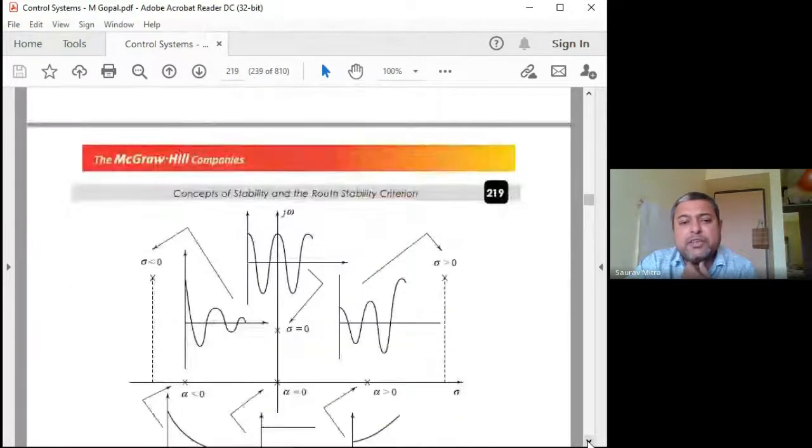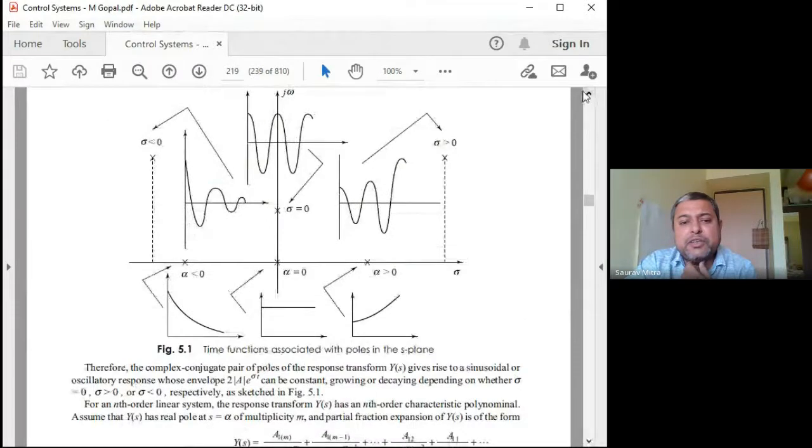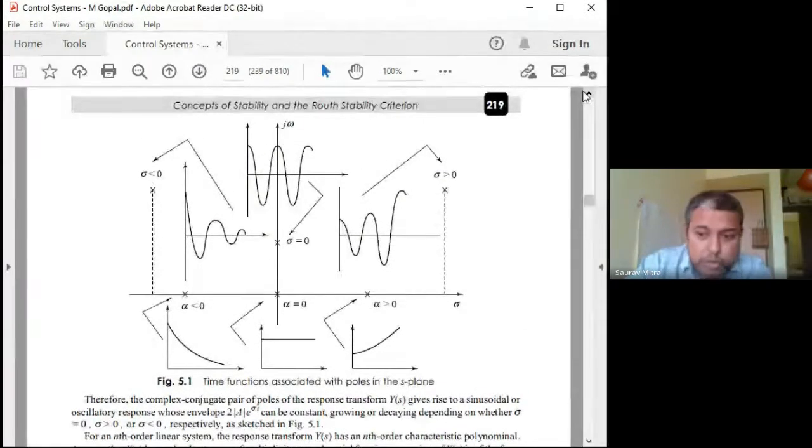And this graph, I think you remember, while explaining pole position to time domain response, I had shown you. If there is only one single pole on the left hand side of the S plane, it will be a decreasing exponential. If there is only one pole on the right hand side of the S plane, it will be an increasing exponential for real poles. If there is a real pole at the origin, that will give us u(t), the unit step response.